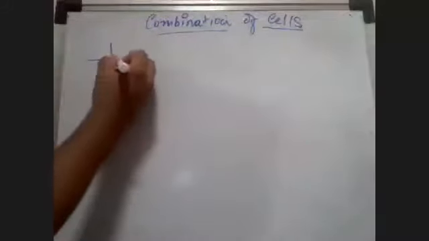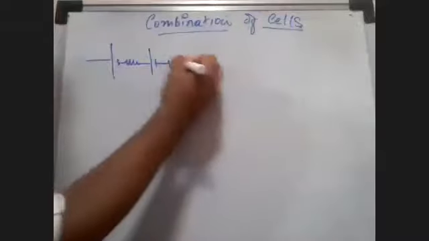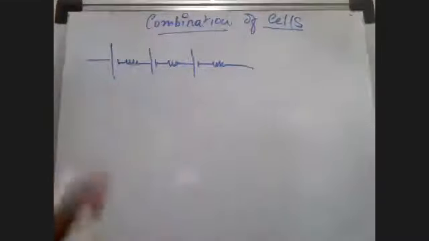The topic is combination of cells, and the first thing we'll learn in the combination of cells is series combination of cells. Okay, so let's imagine that there are a number of cells with internal resistances like this. Now, by now, I hope you know what internal resistance is. It's basically the resistance of the battery.